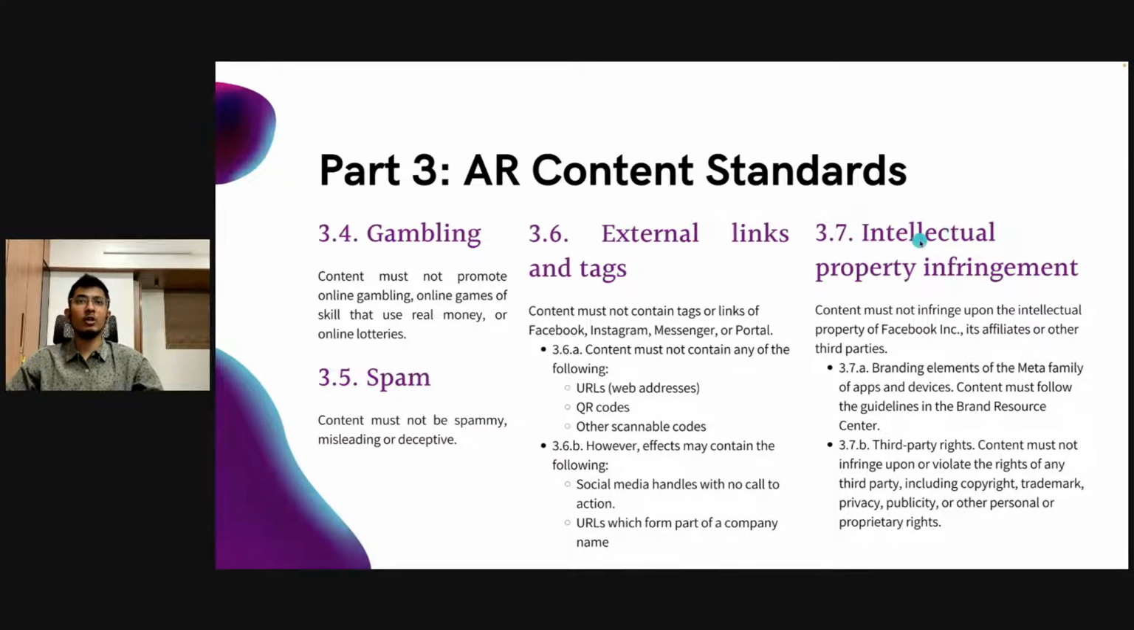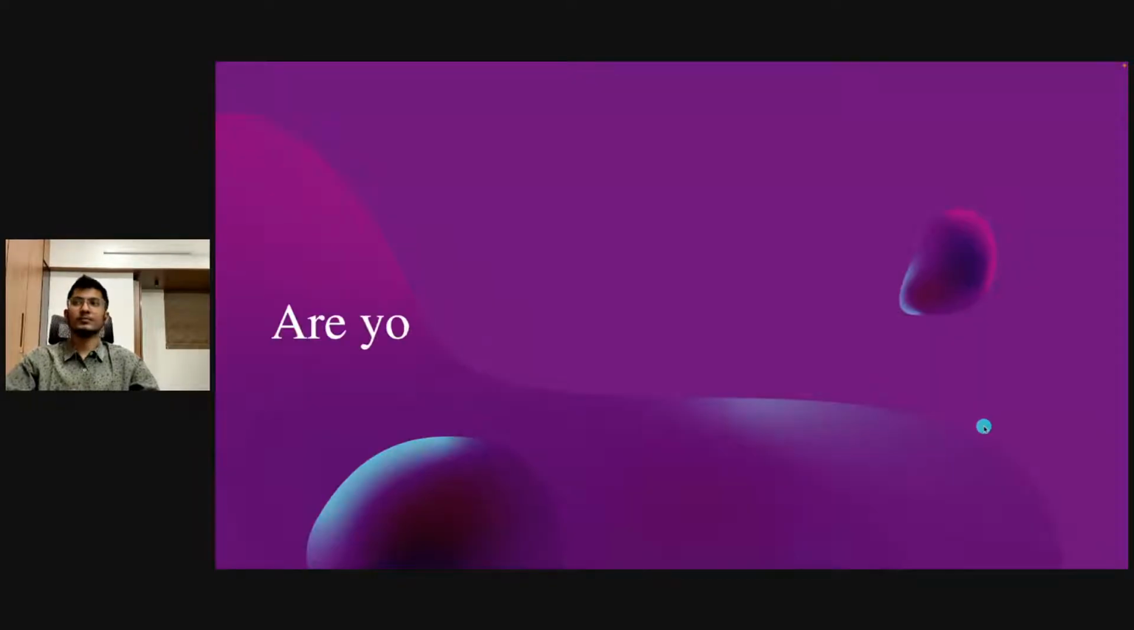And it is also a very crucial role while creating a project. If you are leading with this Spark AR journey, this step plays a very important role. Content must not infringe upon the intellectual property of Facebook and its affiliates or other third parties. Branding elements of the Meta family of apps, devices, and content must follow guidelines in the brand resource. Means you can't post Facebook's logo or something like this directly into your effect. Third party rights: content must not infringe upon or violate the rights of any third party, including copyright, trademark, privacy, publicity, or other personal and proprietary rights.